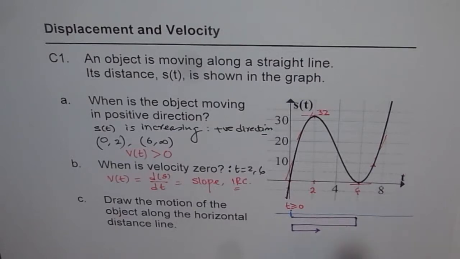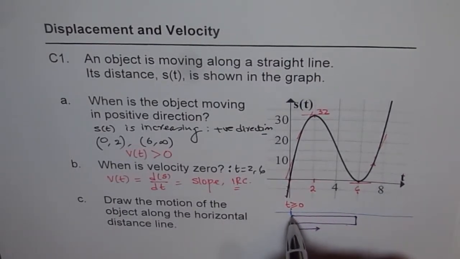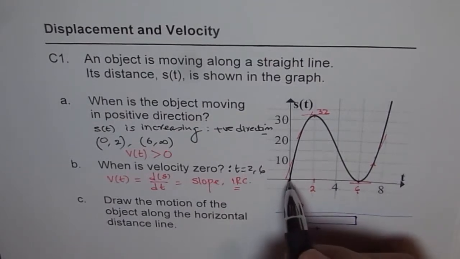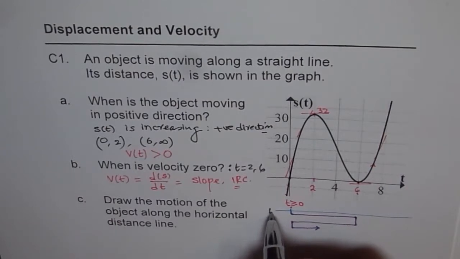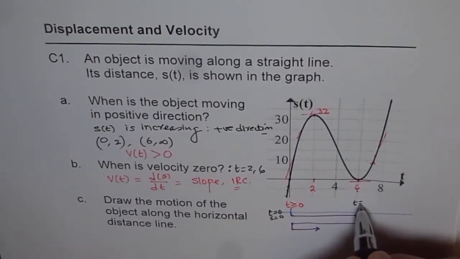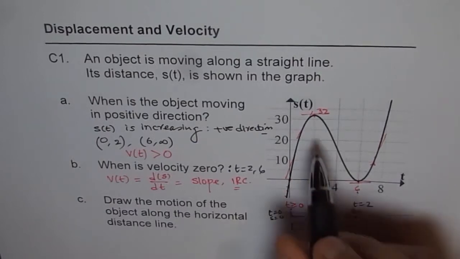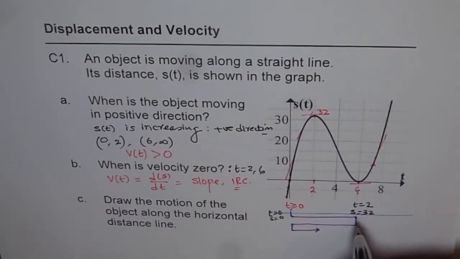Do you see that? So the time is going by, and this is the location at t equals 0. So at t equals 0, s is also 0. So that is the starting point. Say t equals 0, s equals 0. Now here, what really happens is time at this position is 2 for us, and displacement is 32. Correct?